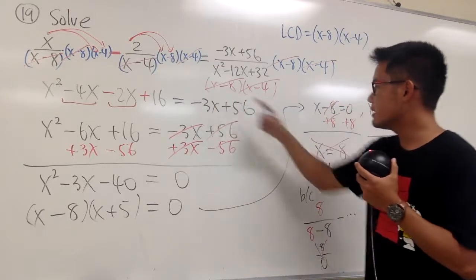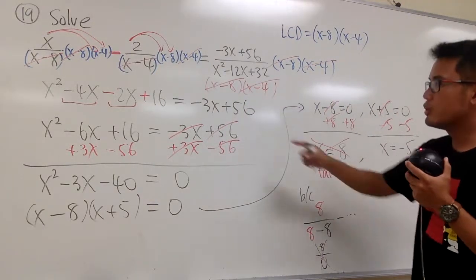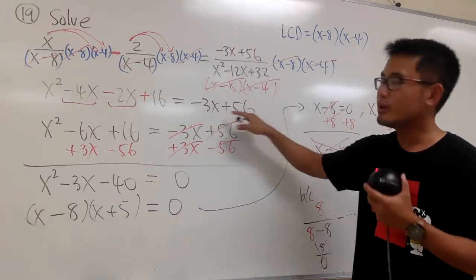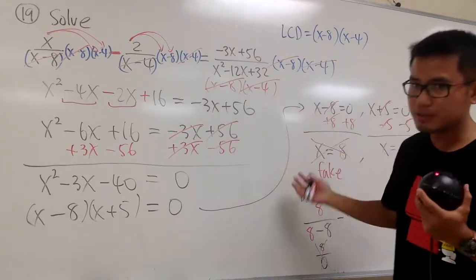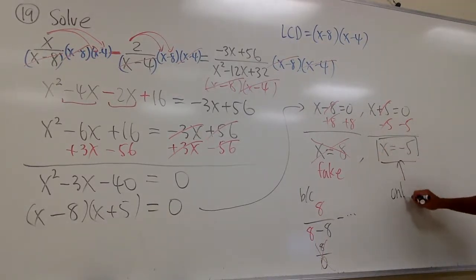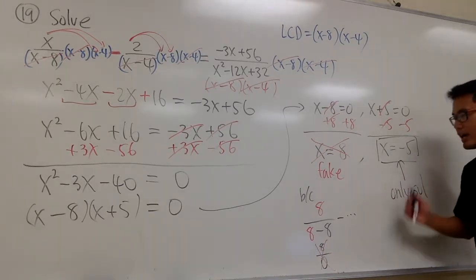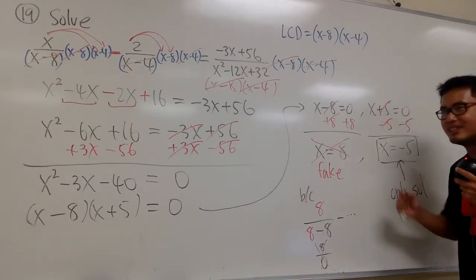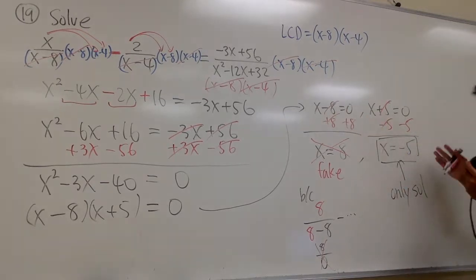And then just plugging this number into the factored form. Negative 5 minus 8 is not 0. Negative 5 minus 4, it's not 0. So this right here is actually legitimate. This right here is the only solution. And this is the only one that I can box for you guys. And this is the only one that we can present for the actual answer to that equation. And this is it.